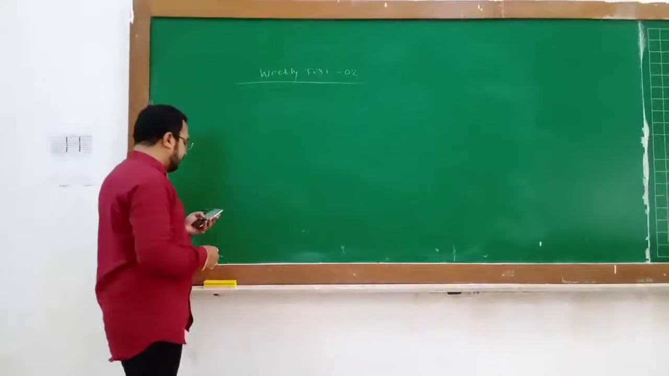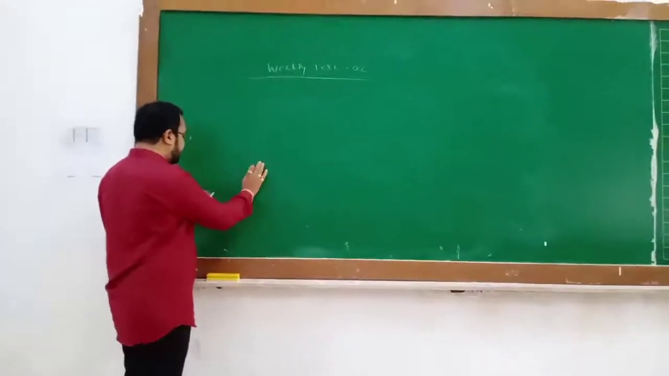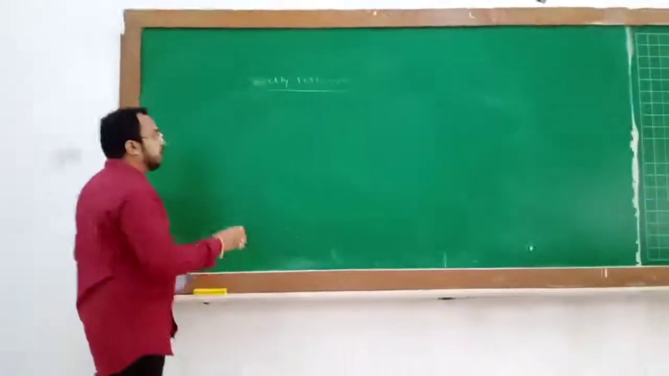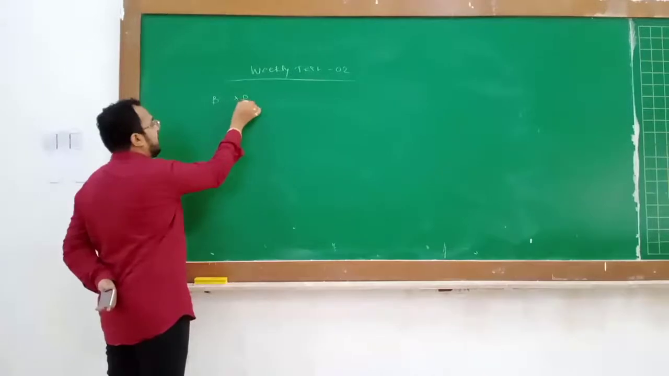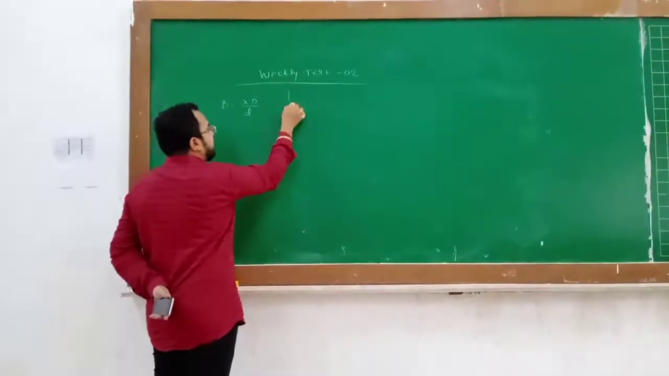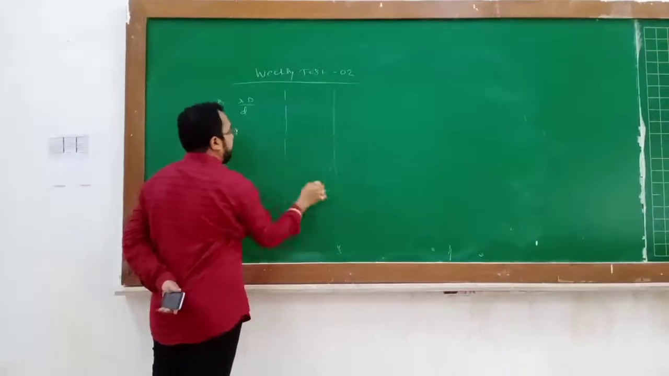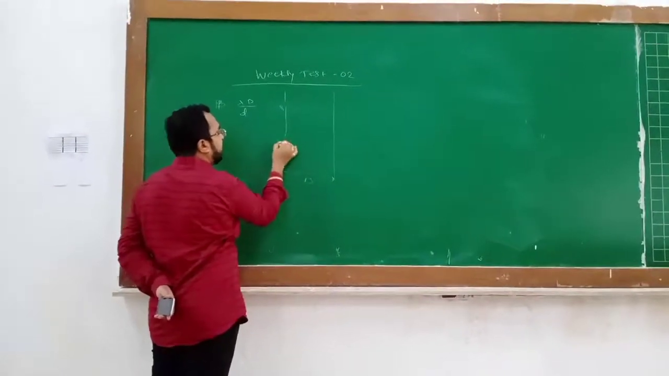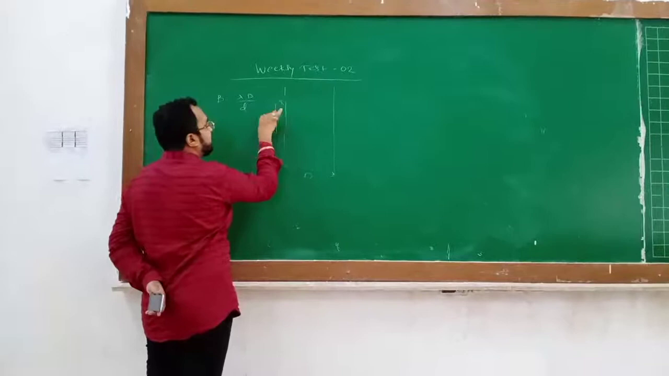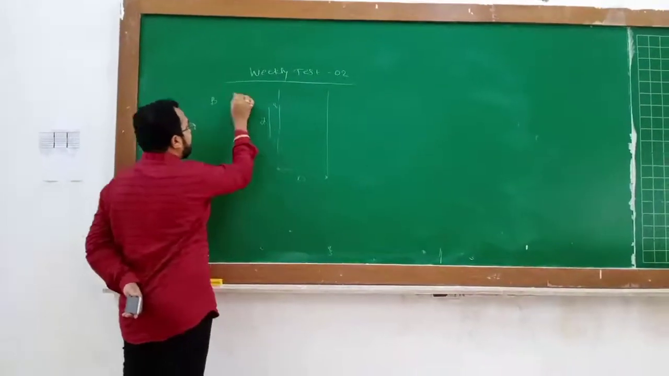The fringe width, first question: the fringe width of Young's double slit experiment increases when? Now what is the formula for fringe width? Fringe width is lambda D by d. Suppose this is the experimental setup. This is capital D, the distance between slits and screen. Small d is the distance between the slits, and lambda is the wavelength.